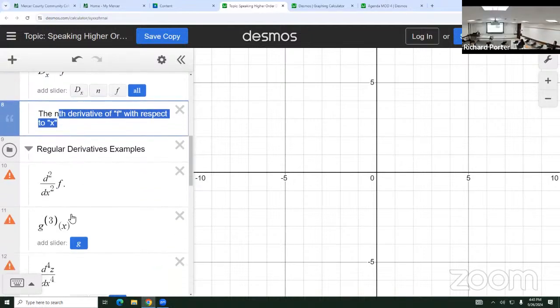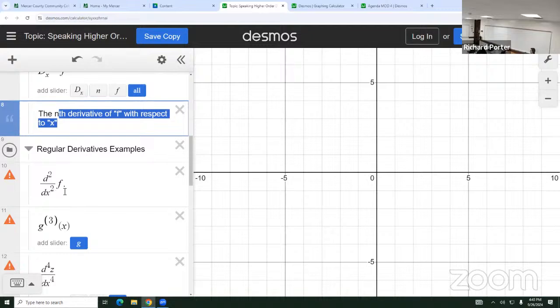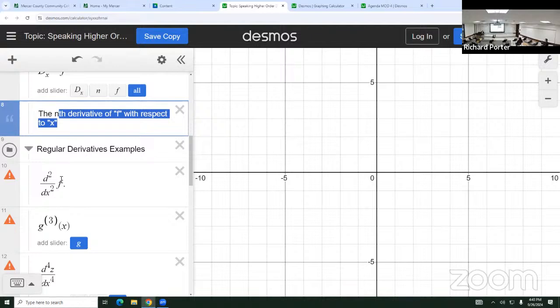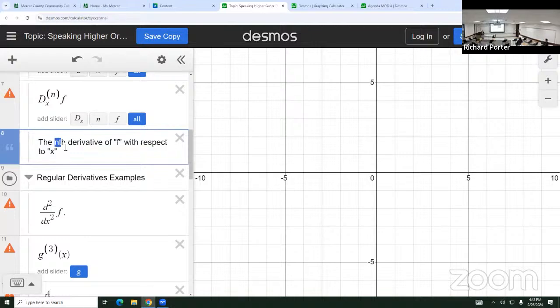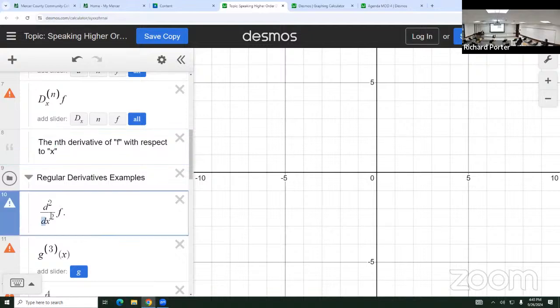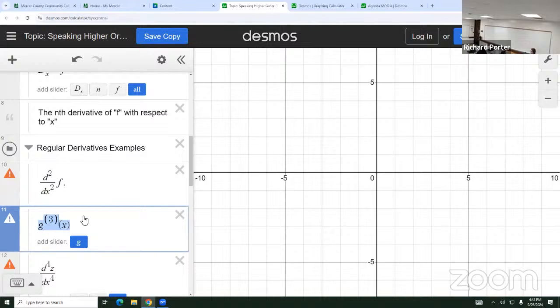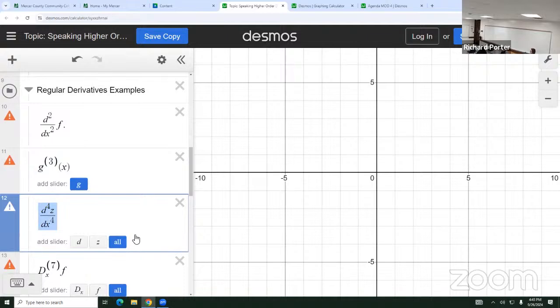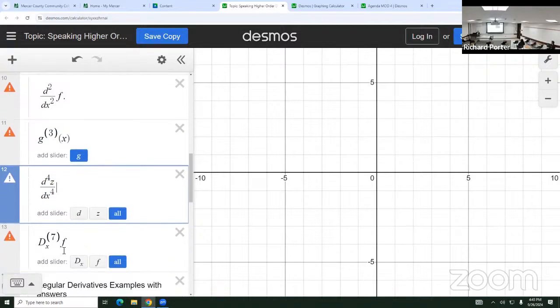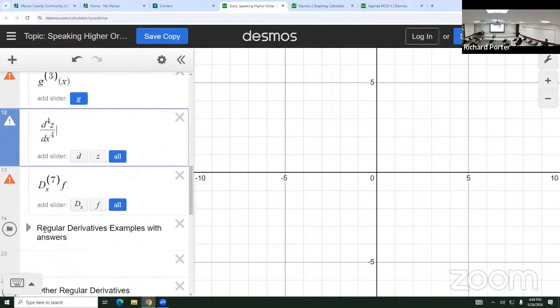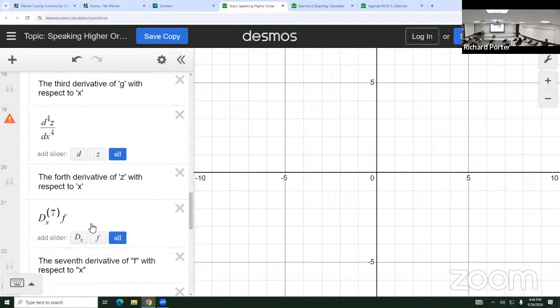So what do they look like? What's the first one? How would you say that? Anyone? You're doing two derivatives, so it's the what derivative? Here I wrote the nth. So if it were 2, it's not 2 to the f power, it's second. So that's the second derivative. And what would this one be? The second derivative of f. What's this one going to be? Third derivative of g. And this one? Fourth derivative of c. And that one right there is the seventh derivative of f. You can see the answers here: second derivative, third derivative, fourth derivative, seventh derivative.